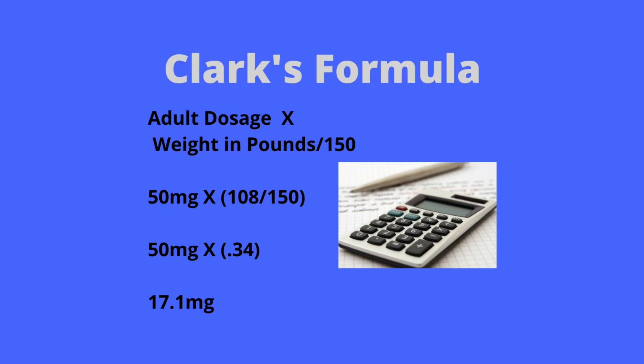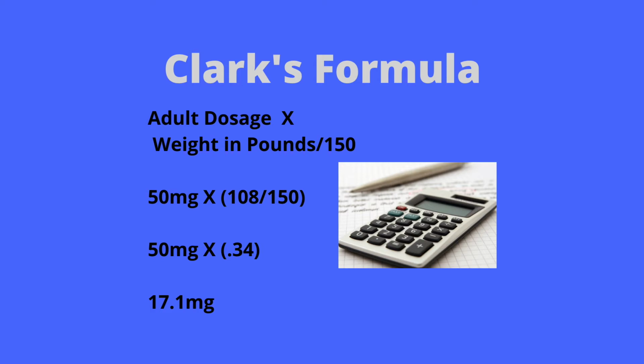So, adult dosage of the herb times the weight in pounds divided by 150. That 150 is a standard number that is used for all Clark's formula, and it is 150 pounds. Normally you might not see the pound abbreviation behind it, but that's what that is. So if we have a particular herb with an adult dosage of 50 milligrams, it doesn't matter what kind it is, this is just an example.